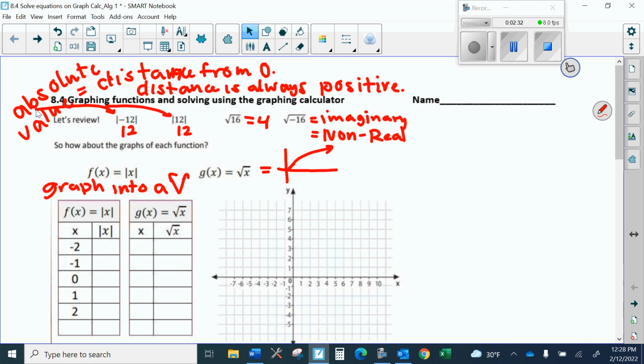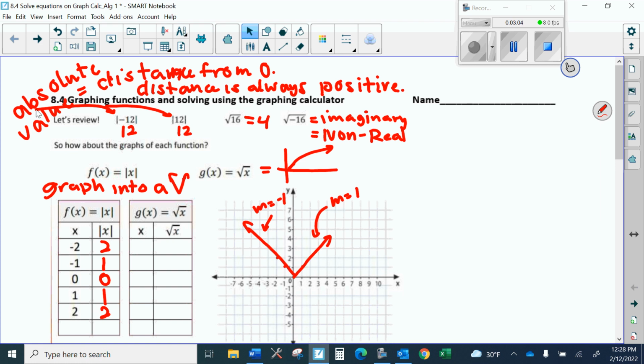Okay, so we can easily fill this in. The absolute value of negative 2 is 2, 1 is 1, 0, 0, 1 is 1, and 2 is 2. And now you could plot those points. You've got 0, 0, negative 1, 1, 1, 1, negative 2, 2, and 2, 2. And you'd see that they just look like that. Notice this is a slope of 1, and this is a slope of negative 1. Just as reminders of slopes.